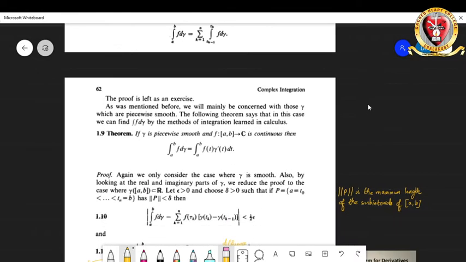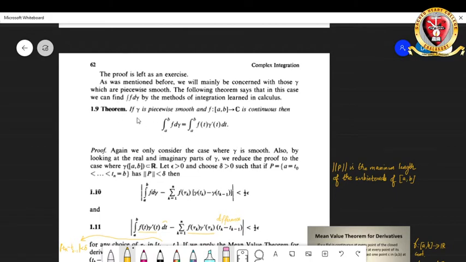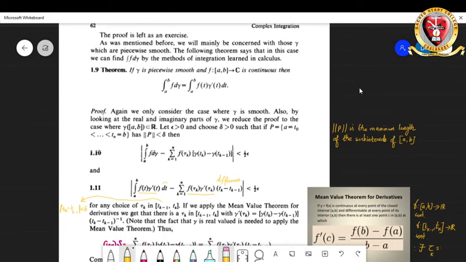Now let's move on to Theorem 1.9. Theorem 1.9 says that if gamma is a piecewise smooth function and f from the closed interval [a, b] to C is continuous, then the integral from a to b of f d gamma is equal to the integral from a to b of f(t) gamma'(t) dt. You might be familiar with how we integrate in complex analysis in your degree course, and this is the same definition of how we integrate here too. So we'll see how this theorem can be proved.